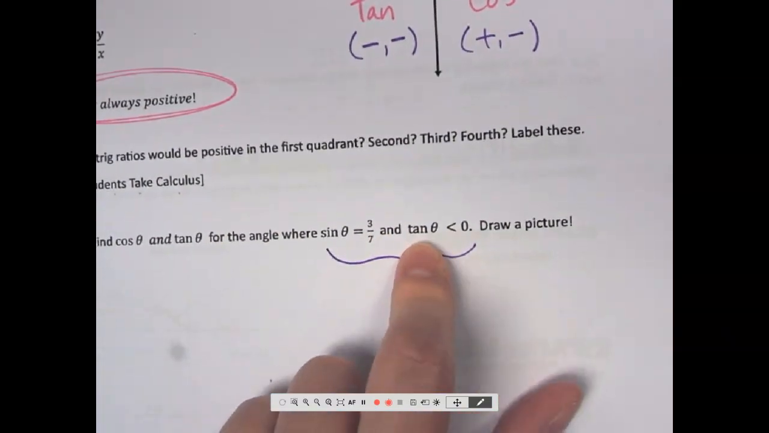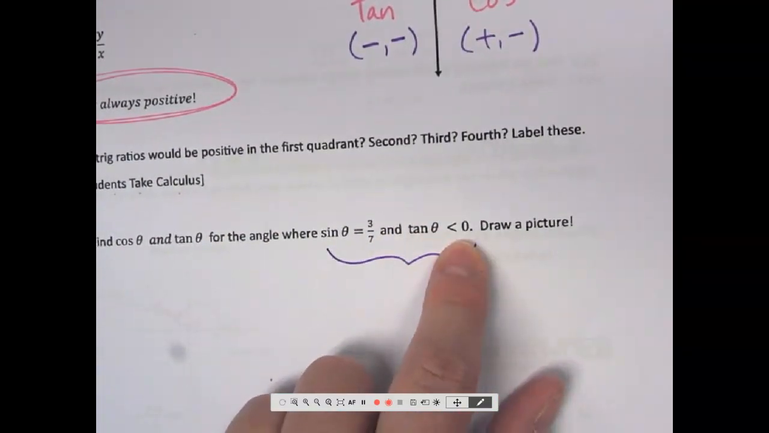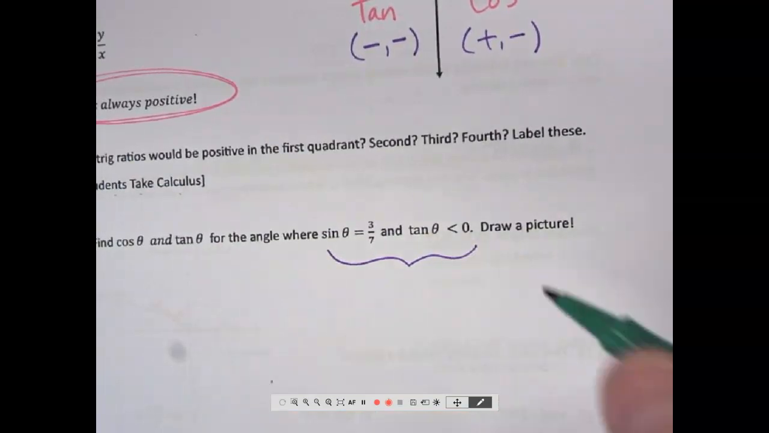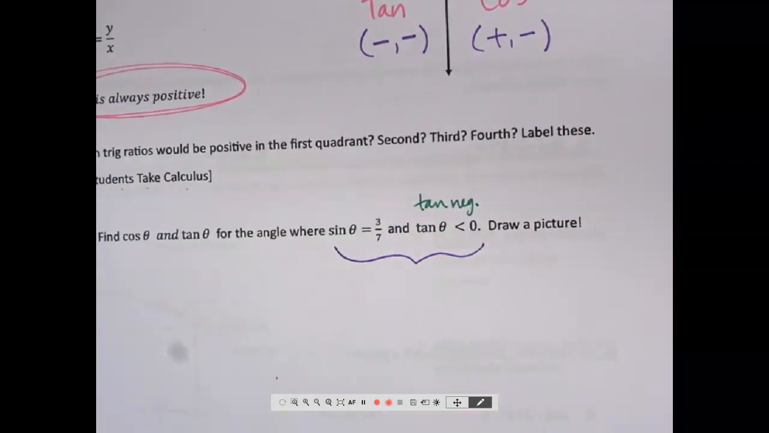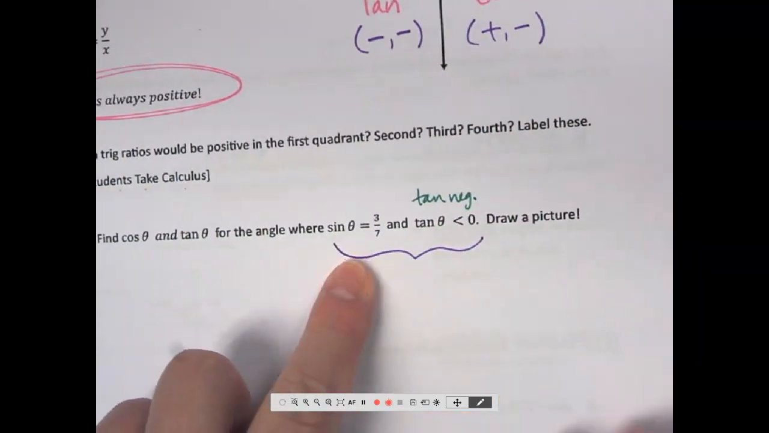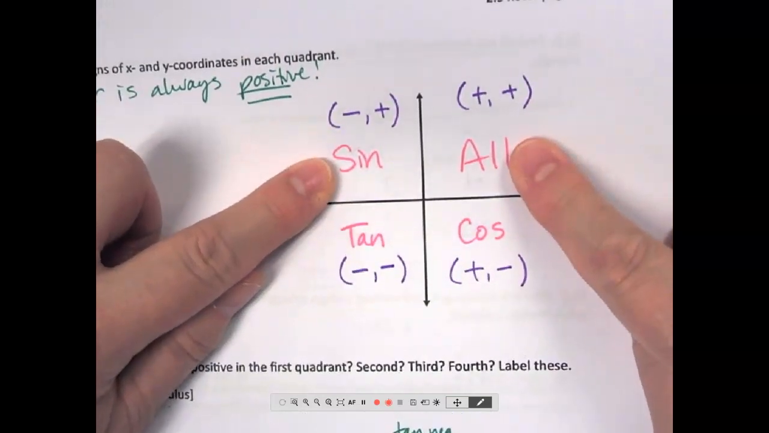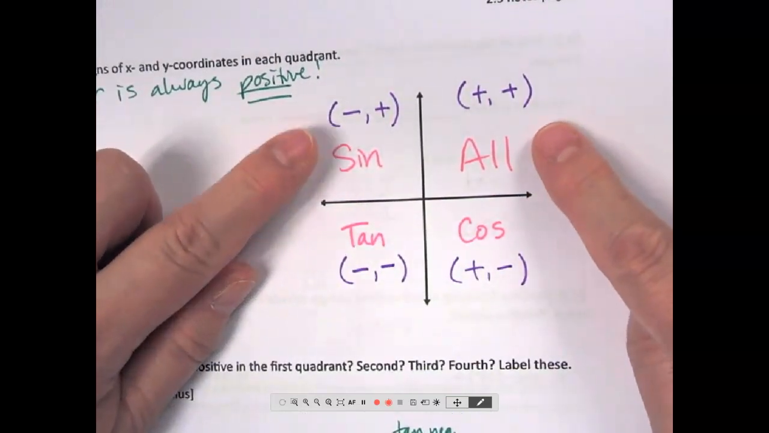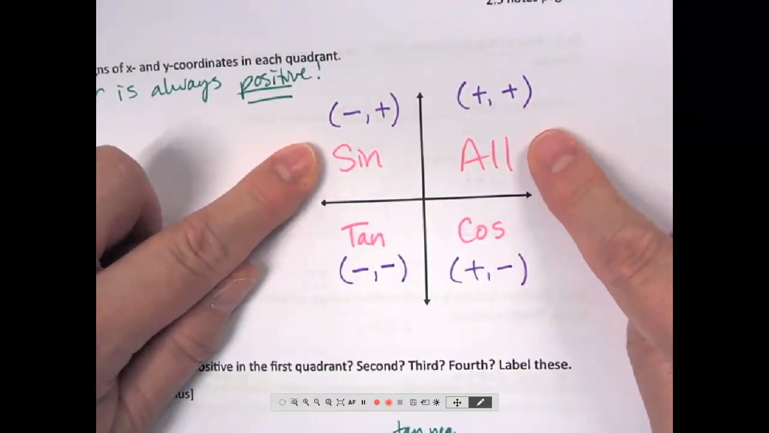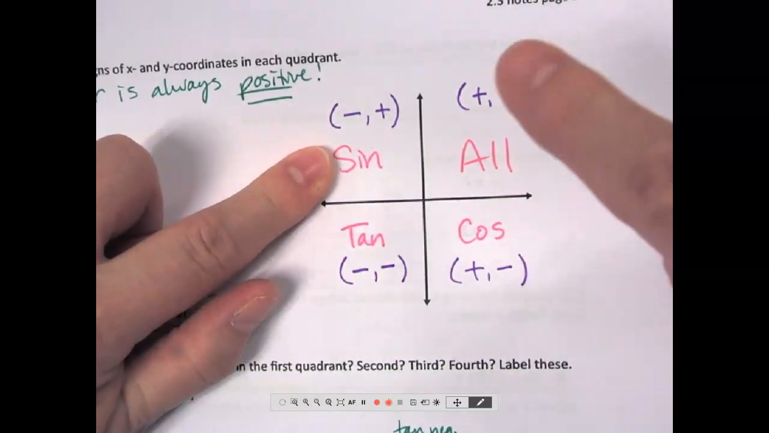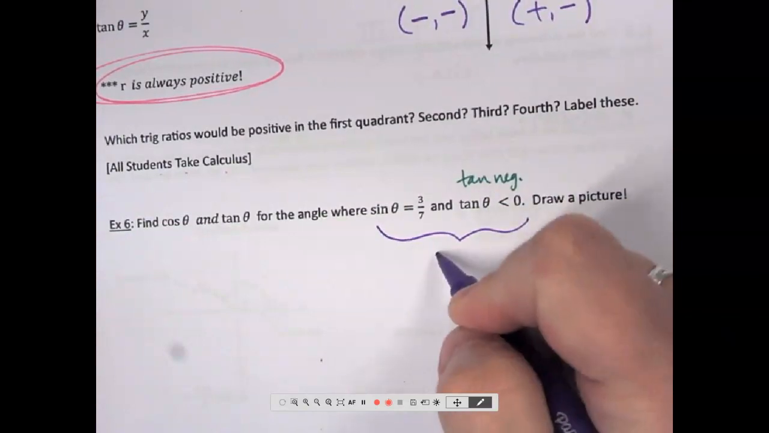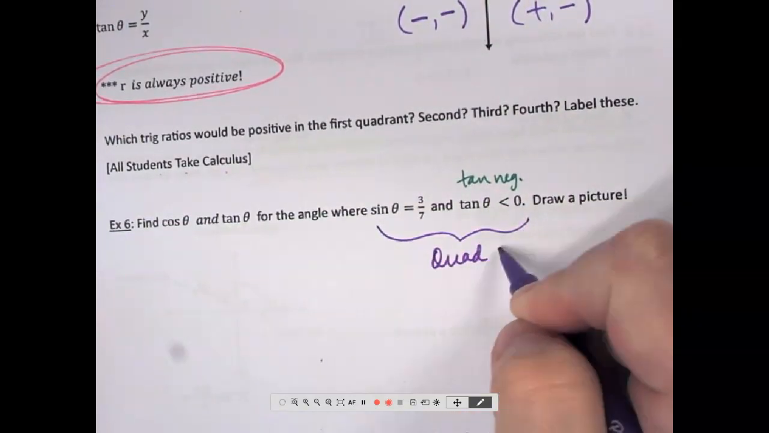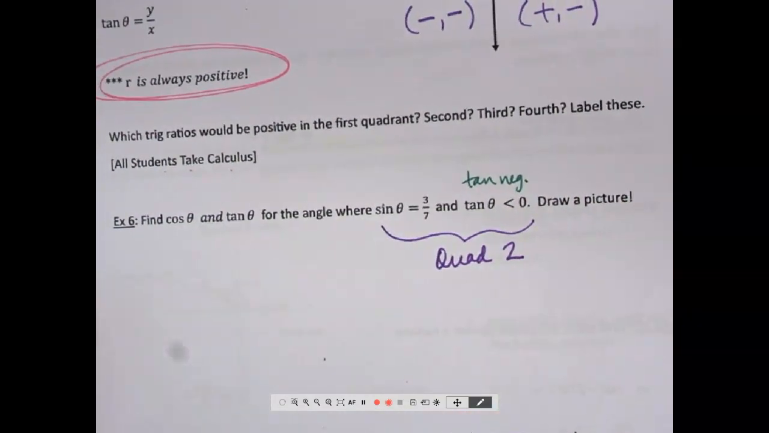And tangent is less than 0. If something's less than 0, what is it? It's negative. So this is saying tangent is negative. Well, sine is positive in these 2. Of these 2, which one has negative tangent values? 2, because everything's positive here. So all of that is my clue or my hint that I'm in quadrant 2.